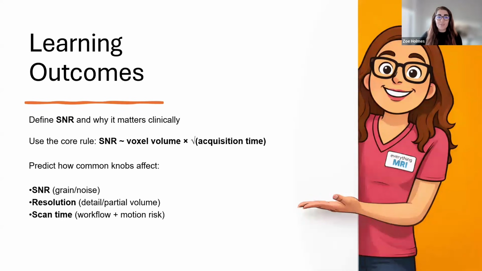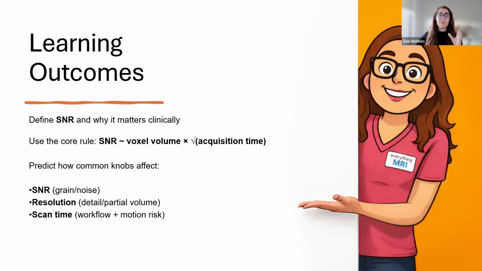Alrighty, so our learning objectives for today. We're going to try and bring online in your brain the following concepts. First, a clear definition of signal to noise ratio. Signal is the coherent tissue information we want. Noise is the random grain we get from the system and the body that we're trying to avoid.